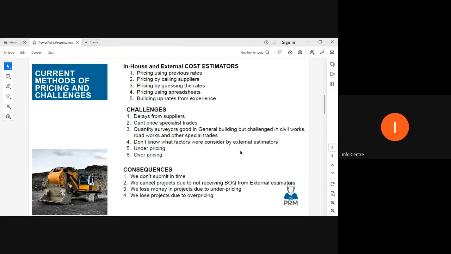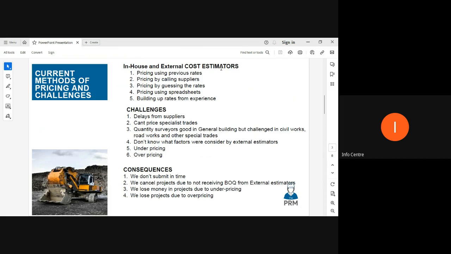Generally, when it comes to pricing BOQs in our industry, we've got two broad categories. One, we can either use in-house cost estimators, or two, we can use external cost estimators. And when we say cost estimators in this context, we are grouping both quantity surveyors and engineering estimators. We call them estimators. So here are the methods that are used in the industry.